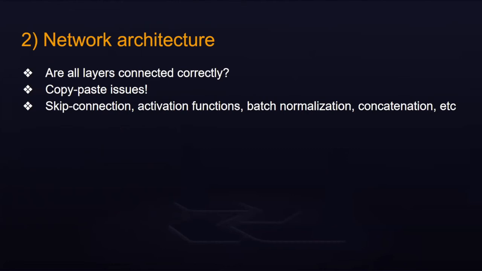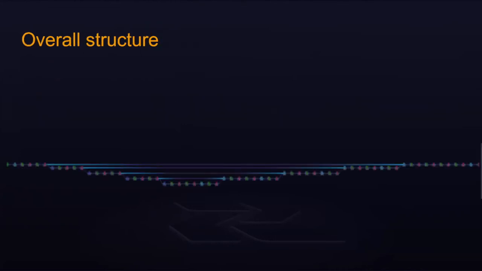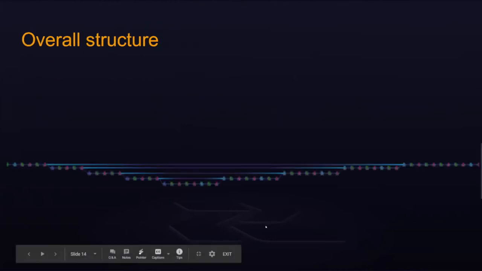The second aspect is the network architecture. When we are implementing a network, we really want to make sure that all the layers are connected correctly. When we write the code for the network, we usually copy and paste the layers, and sometimes we forget to change all the parameters and the inputs. We also want to make sure that all the skip connections, activation functions, batch normalization, and concatenations are correct. And we can do it easily by visualization.